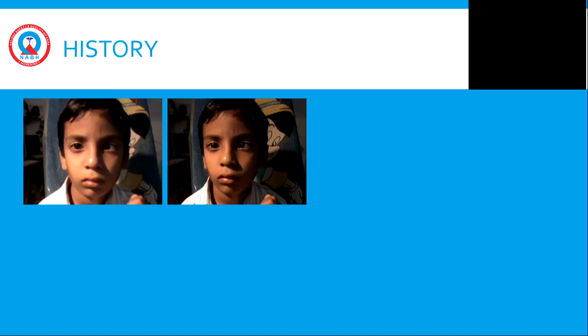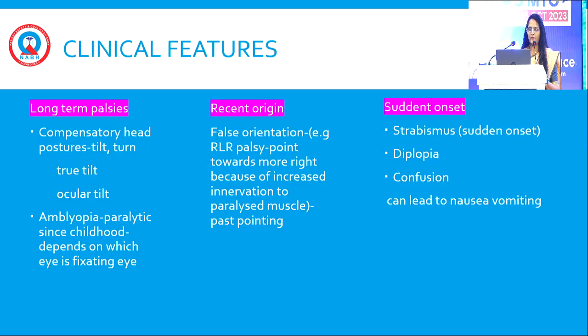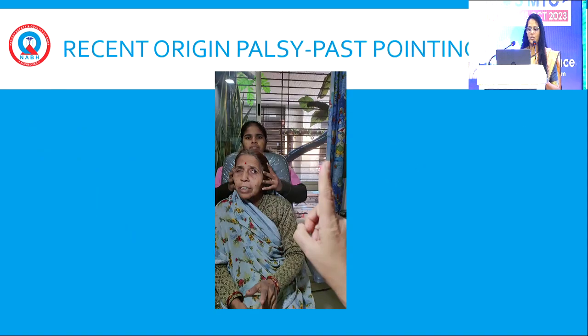History is most important whenever you are looking at paralytic strabismus, because whenever there is a long-term palsy, there will be a true tilt. You have to differentiate between compensatory head posture, true tilt and ocular tilt, and there can be amblyopia. But if it is of recent origin, the patient will have past pointing, and sudden onset of paralytic strabismus can cause diplopia, confusion, and can lead to nausea and vomiting also.